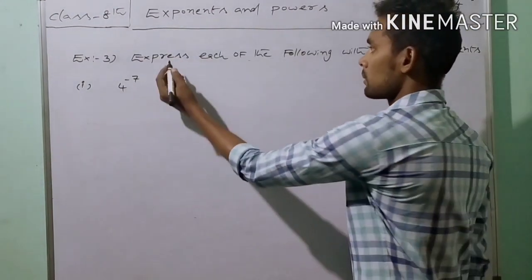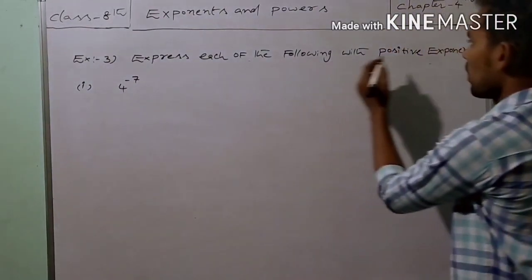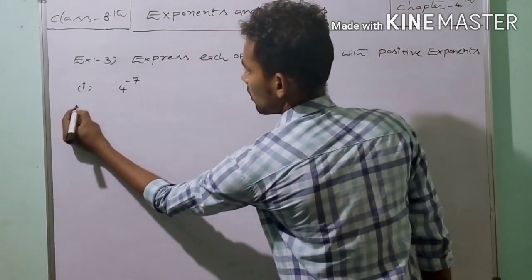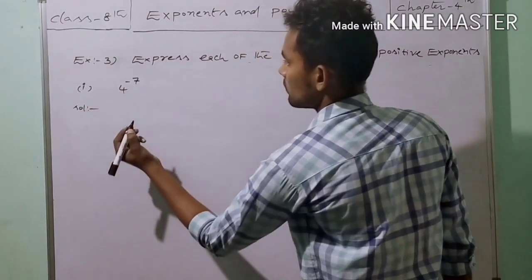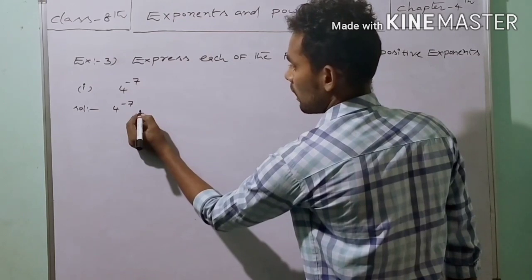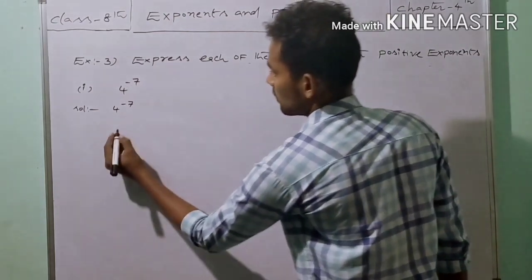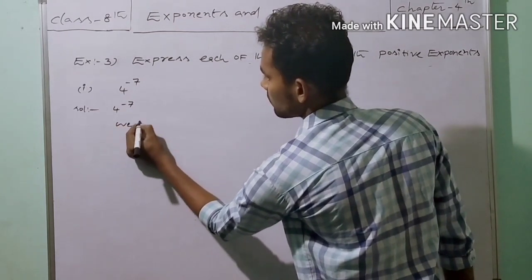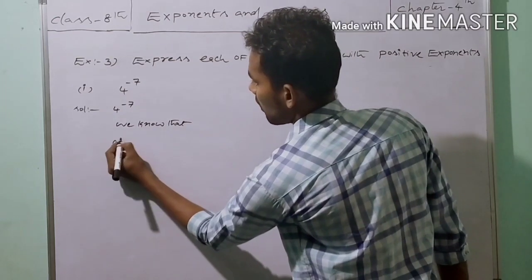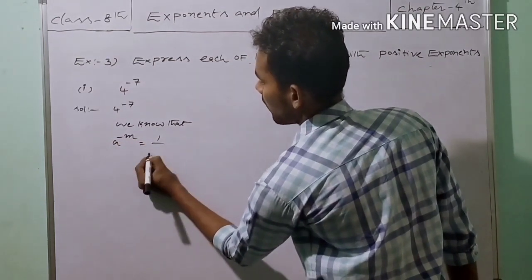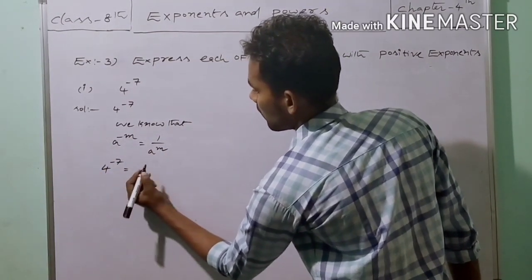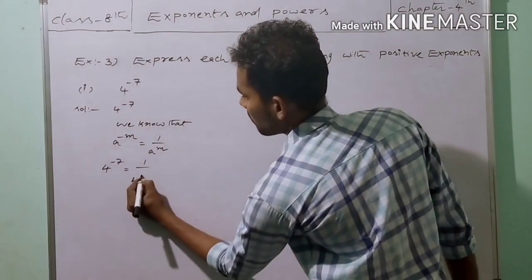Example 3. Express each of the following with positive exponents. First question: 4 power of minus 7. Solution: 4 power of minus 7. Powers with negative exponents convert to positive exponents. We know that a power of minus m equals 1 by a power of m. 4 power of minus 7 can be written as 1 by 4 power of 7.